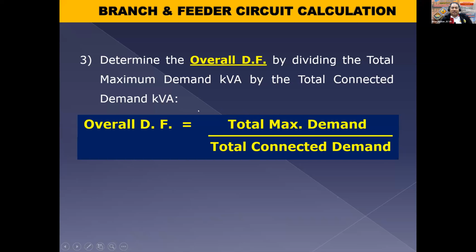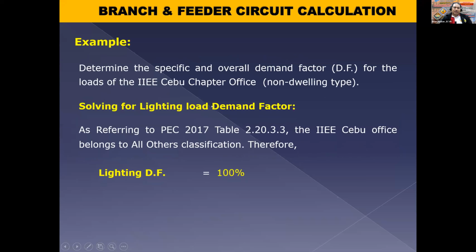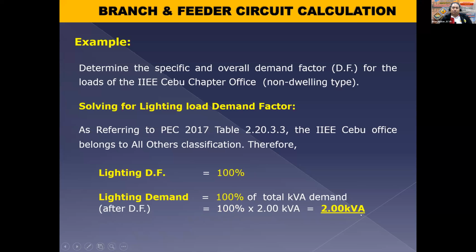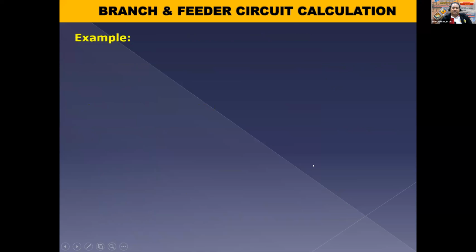What we want to get here is the overall demand factor of a feeder, because we will be doing a combination of demand factors specific for certain types of loads. For example, solving for the lighting load demand factor of the IIEE Cebu office, earlier it does not reach 3 kVA. How much was that? Only 2 kVA? So 100%, 2 kVA. That will not change.